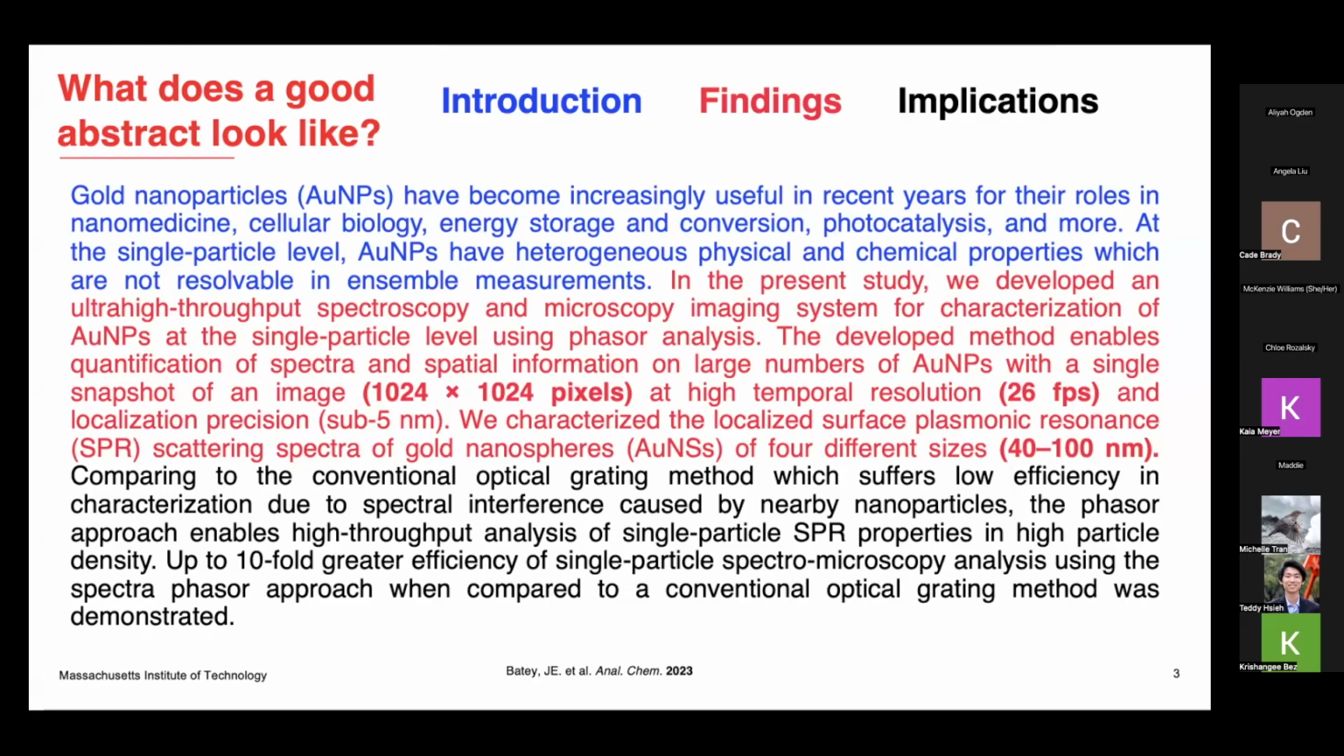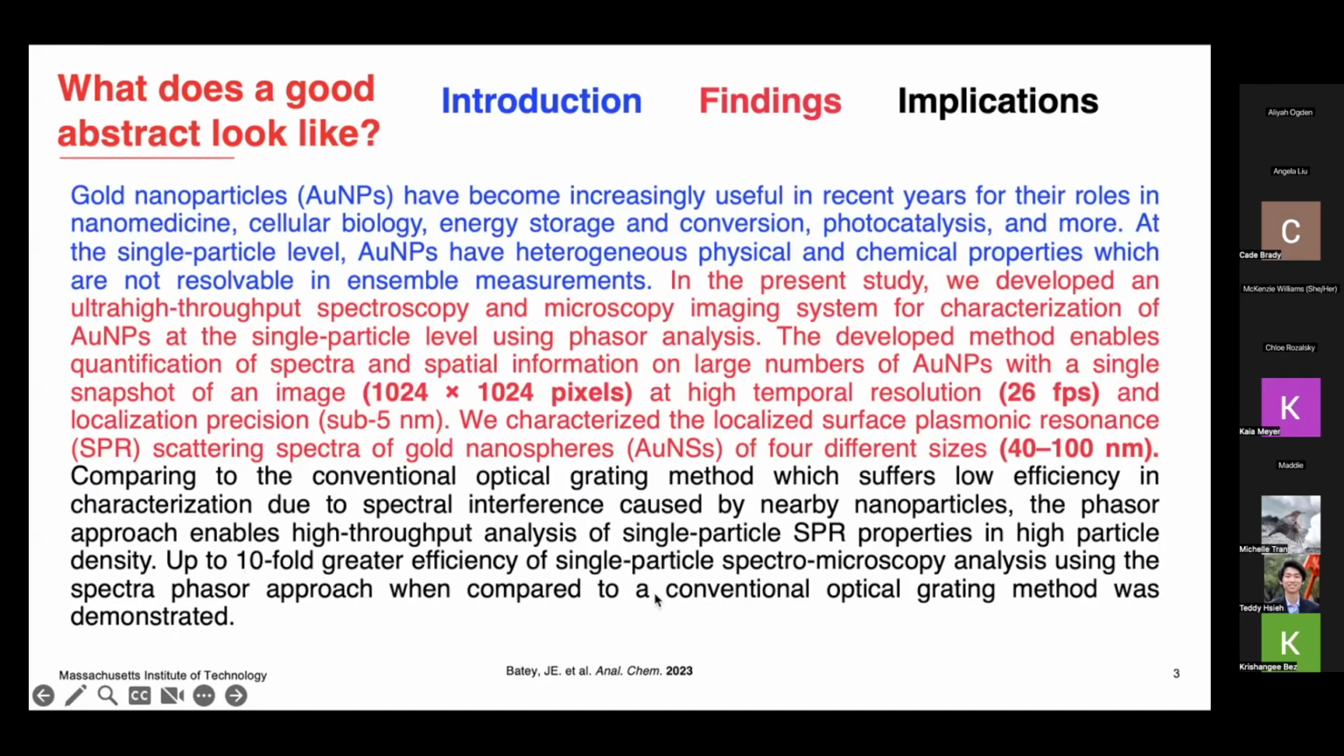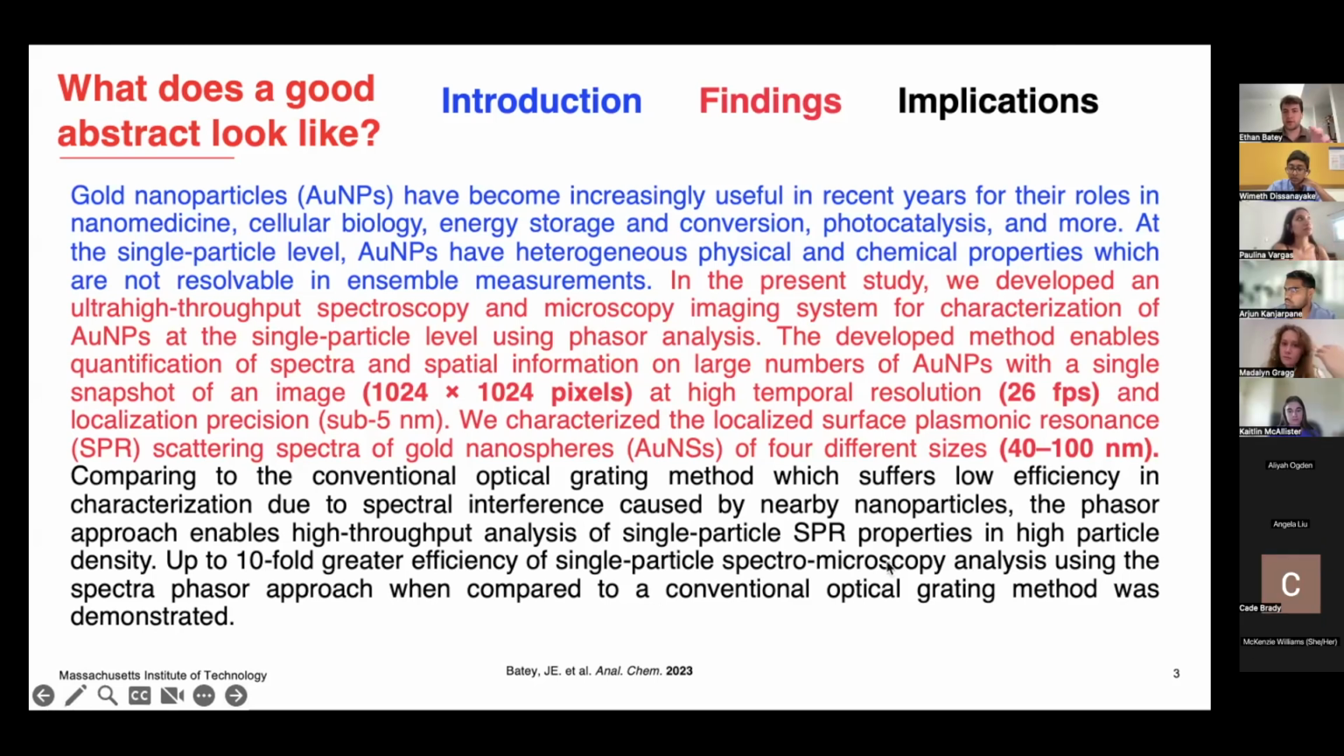So basically what the authors are saying here, in the introduction, gold nanoparticles are important, but we have this problem, we're not able to resolve them really well. Then in findings, it's okay, we came up with a method that can resolve them pretty well, and here are specifically what we were able to resolve. And then lastly, this is important because there is another method and our method's better. And basically also quantifying that, the author said we have 10-fold greater efficiency than this other conventional method. So this abstract has all three parts: the introduction, findings, and implications.